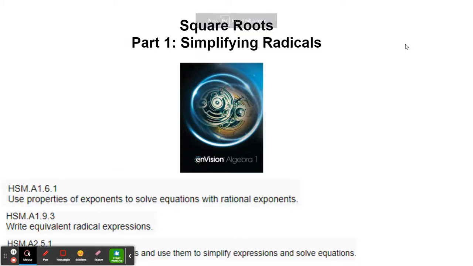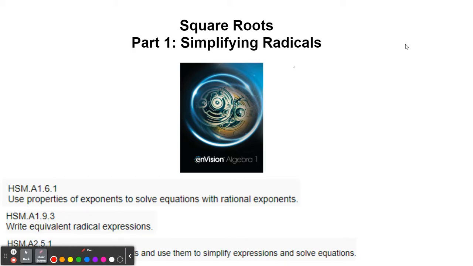Hello, Algebra 1. Welcome to our second mini topic covering square roots. This is part 1, simplifying radicals. We have done some of this already this year. When we did quadratic formula, we had to do some simplifying radicals. So let's revisit what we've done already.